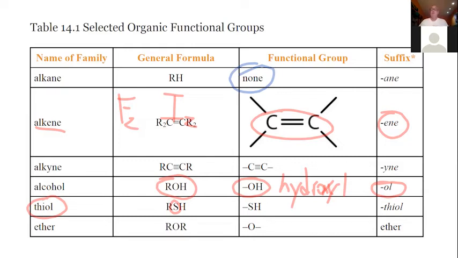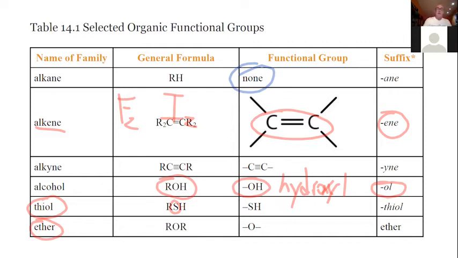And they're really, really important for biology. And then ethers is another oxygen-containing molecule. Ether is different from alcohol in that it doesn't have a hydrogen attached to it. It's just oxygen with 2 carbon groups attached on either side.